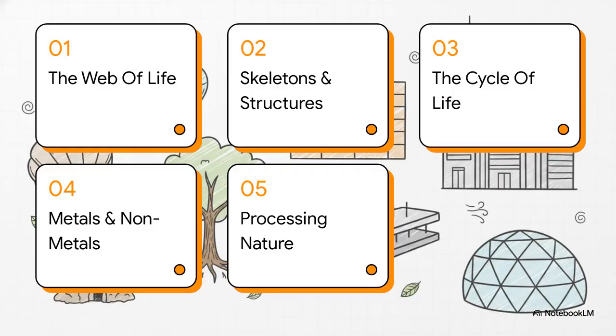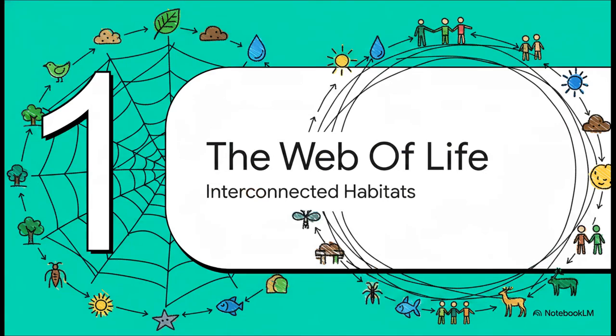Here's our roadmap for today. First up, the web of life. Then, skeletons and natural structures. Third, the cycle of life. Fourth, metals and nonmetals. And finally, number 5, processing our natural world. Okay, let's dive into this with section 1, the web of life.